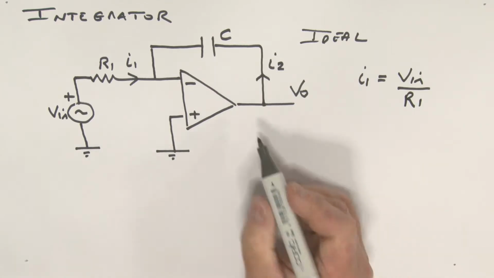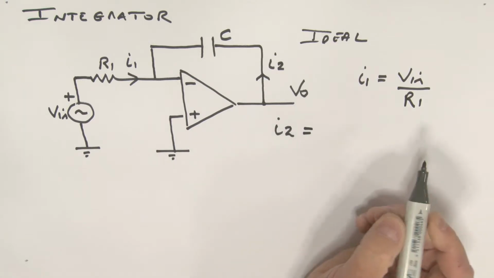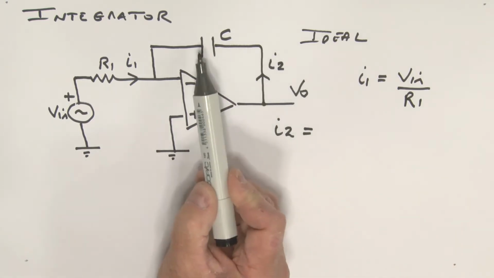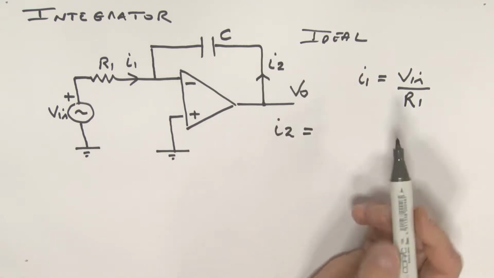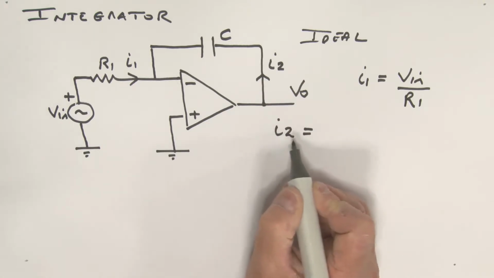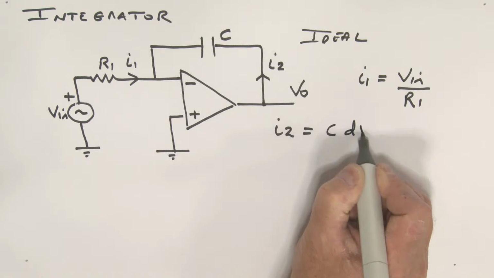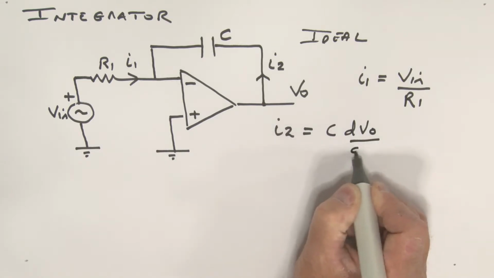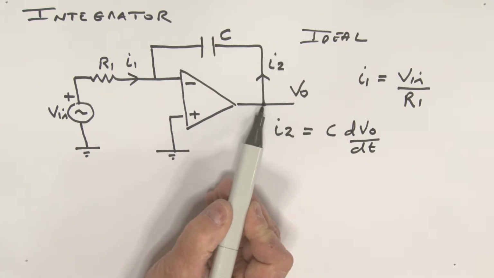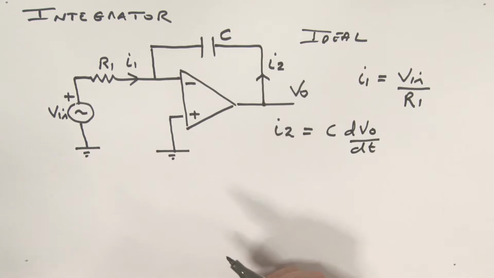All right, let's write down an expression for the current I2. Well, I2 is equal to, now if you remember, current and capacitance and voltage, I is equal to what? C dV by dt. So this I2 then is equal to the capacitance C dVO by dt. So we've got basically a VO voltage which is going to be across that capacitor.